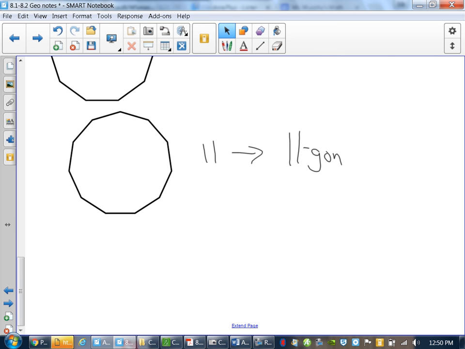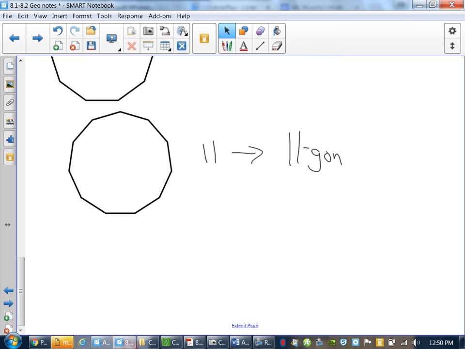What this means is that it's called an n-gon, where n is the number of sides. You usually use that for 11 or more than 12. So if it's 37 sides, it would be called a 37gon. A 432gon would have how many sides?